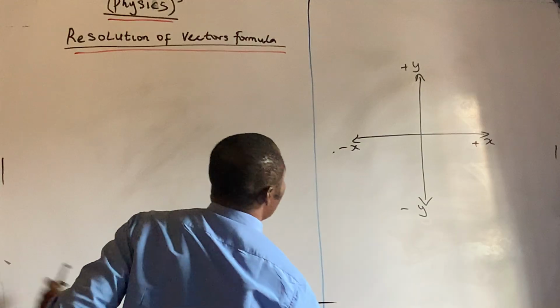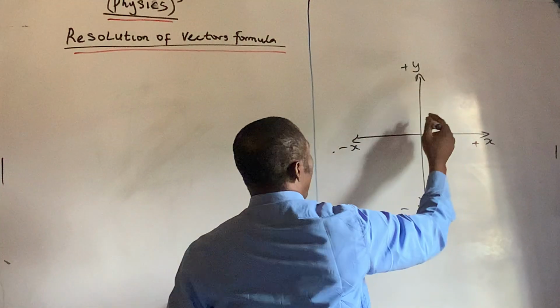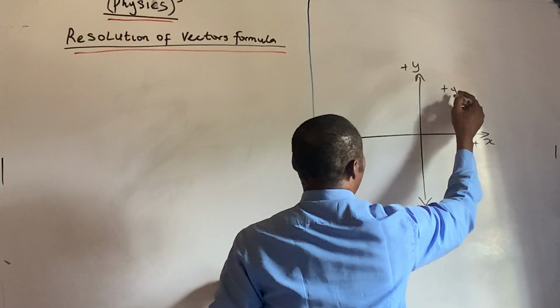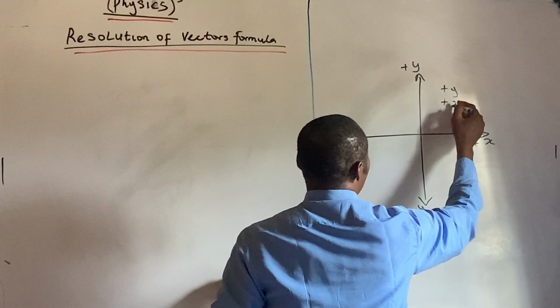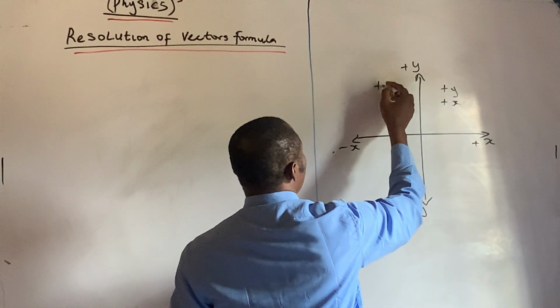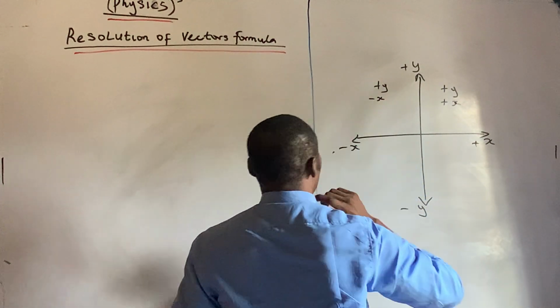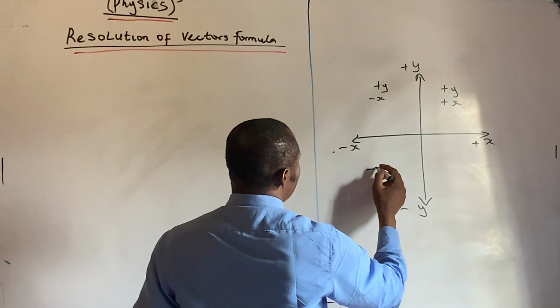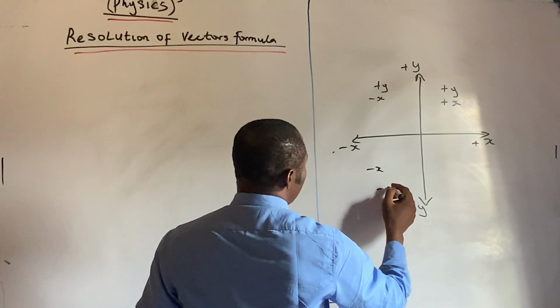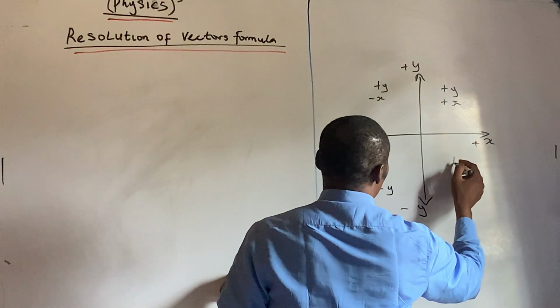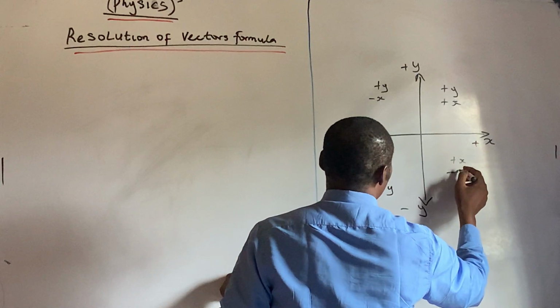Now, you know that over here we have the positive y and then the positive x. Over here we have the positive y and then the negative x. Over here we have the negative x and then we have the negative y. Over here we have the positive x and we have the negative y.